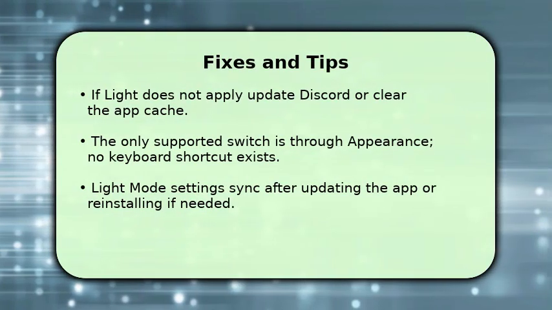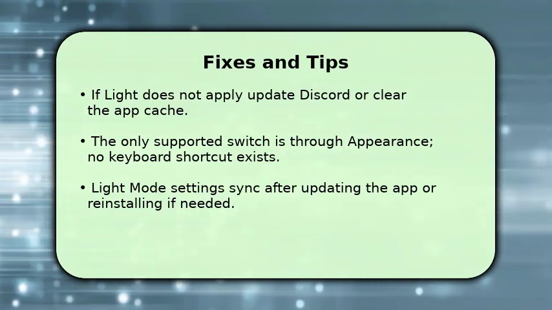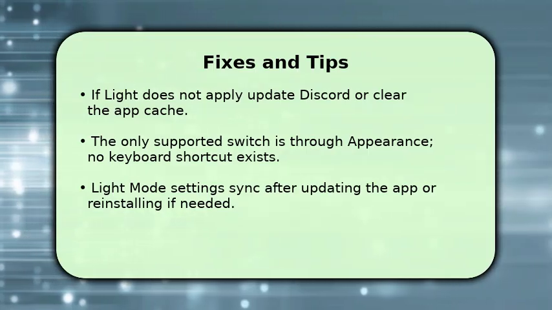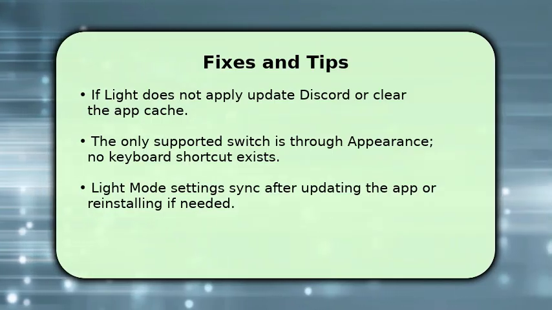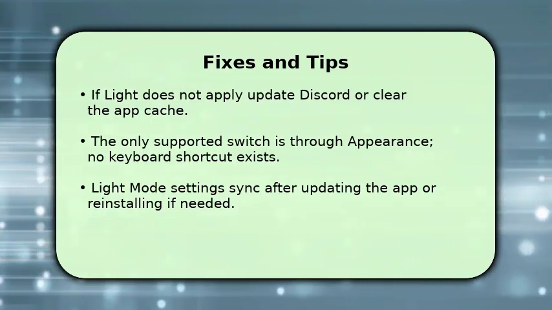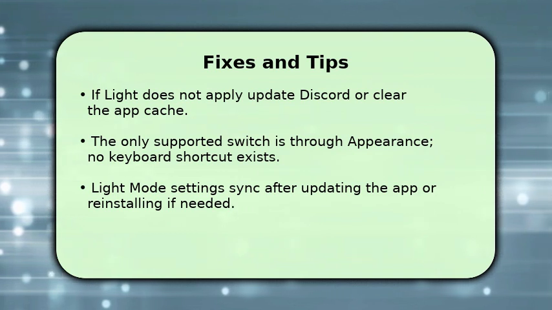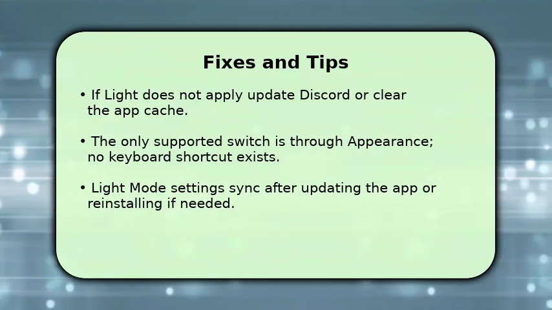If the theme fails to change, first check for app updates and install them. If issues persist, clear the app cache or reinstall Discord to force fresh settings. Remember, there is no global keyboard shortcut that toggles light mode for you. The only supported method is using Settings Appearance Theme and selecting Light. After these steps, light mode should remain active until you change it again.